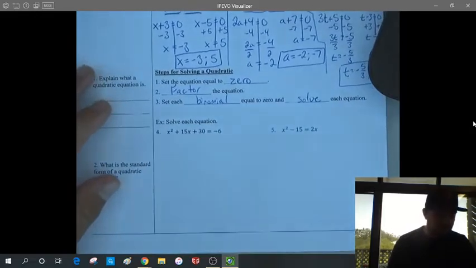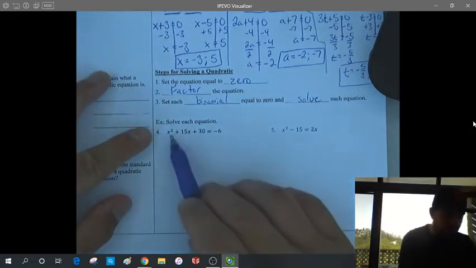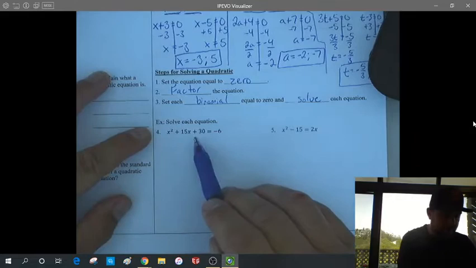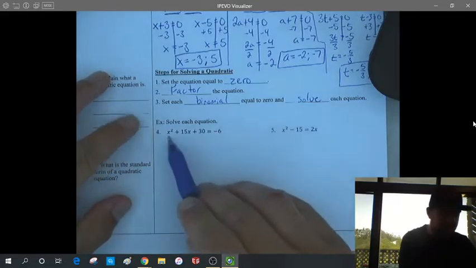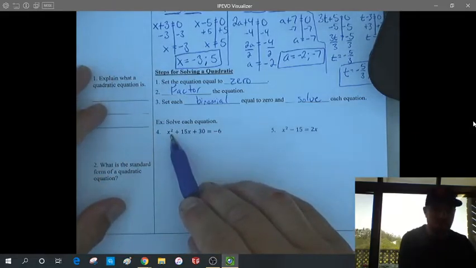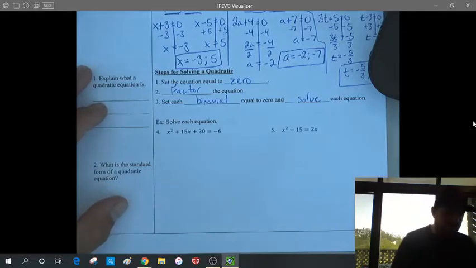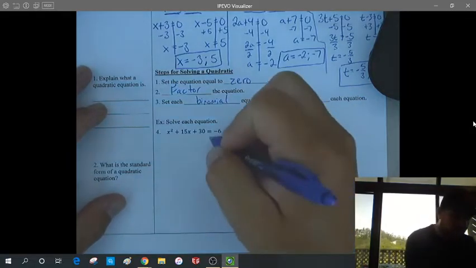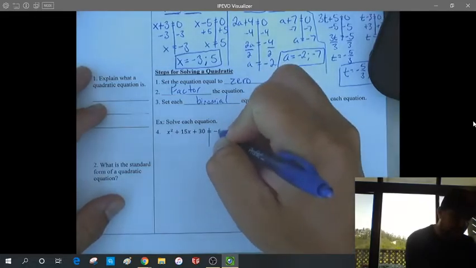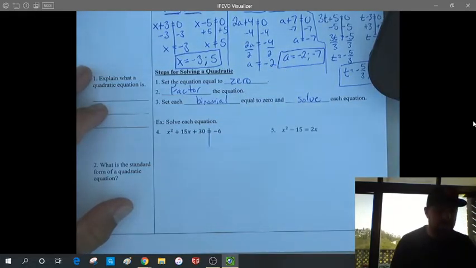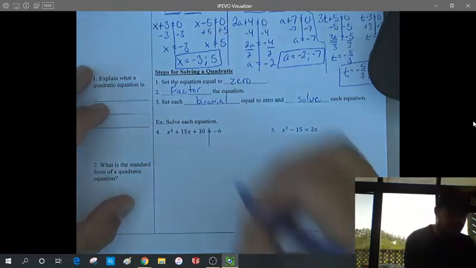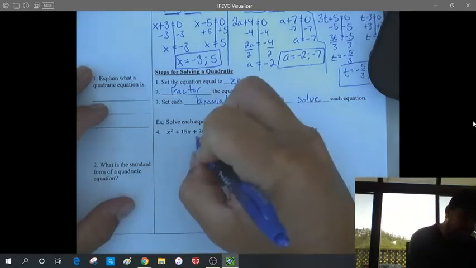Okay, so for the example here, number 4, we've got x squared plus 15x plus 30 is equal to negative 6, and so it's the x squared term in the equation here that makes this a quadratic. I'm going to first need to set it equal to 0, so I don't want to do any factoring until I have it set equal to 0. So in this case, to do that, I have to move this negative 6 over to the other side, so it joins all the rest of the terms there, and I can do that by adding 6 to both sides.